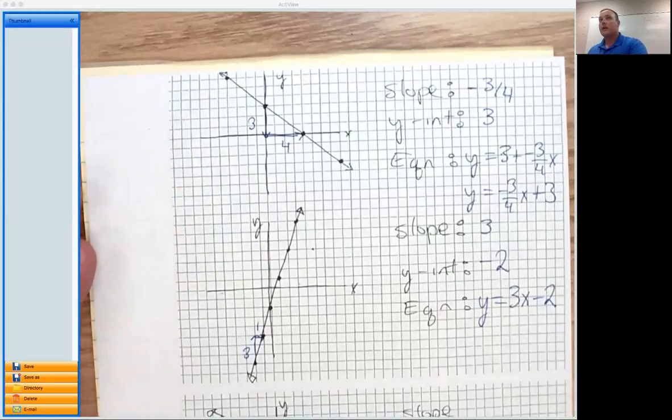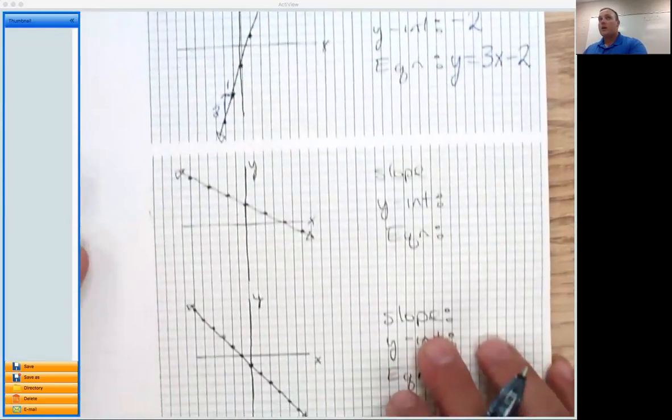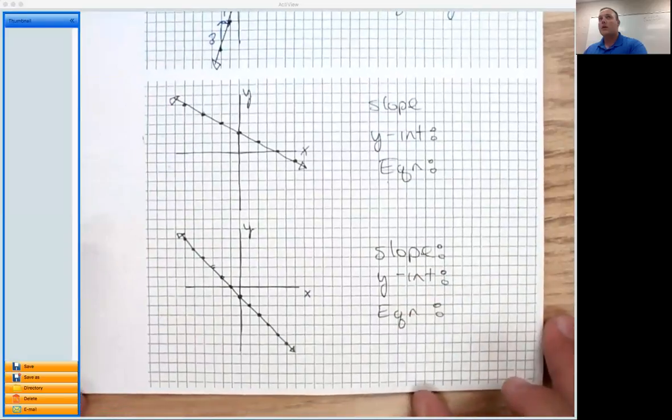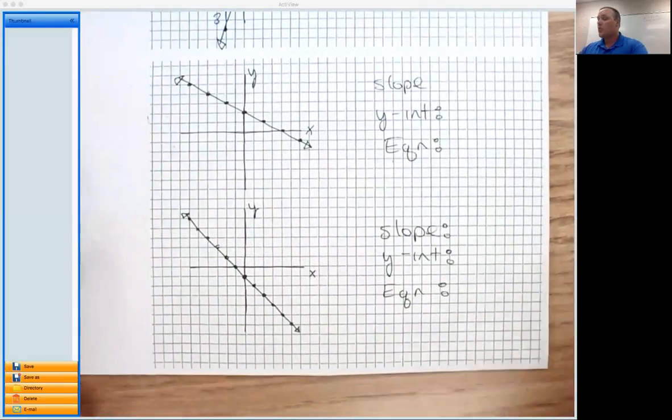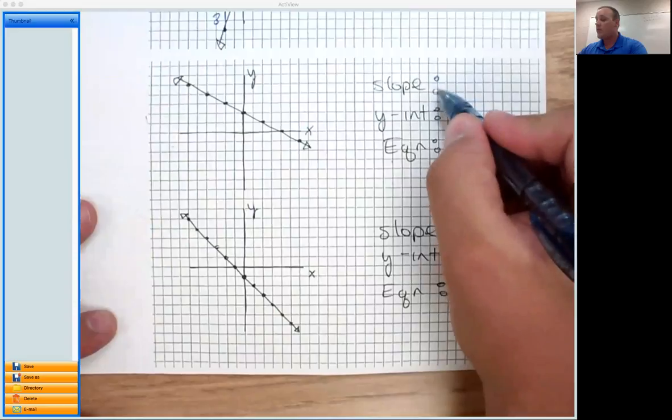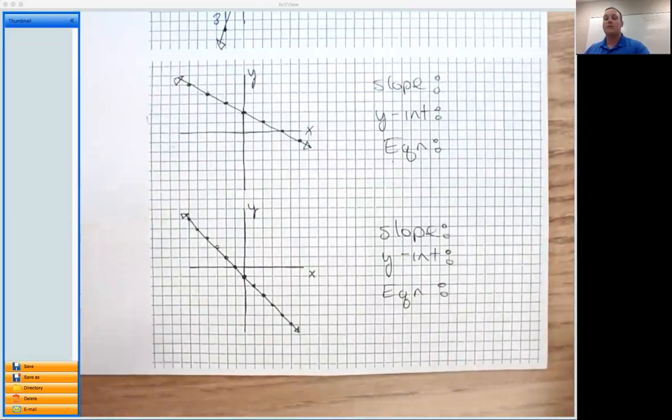Okay. Now, full 30 seconds. Write your slope, your y-intercept, and equation for both of these problems. Go.